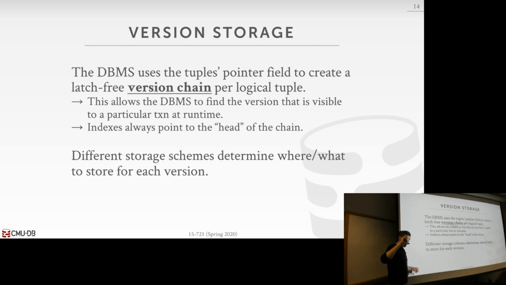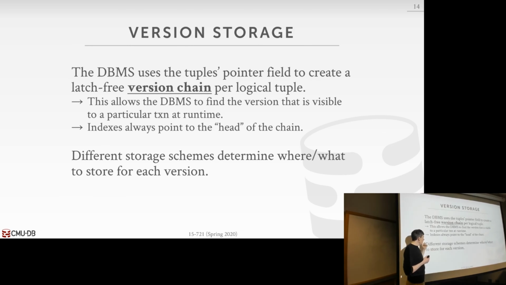So again, as he said, for every single logical object we'll have multiple physical versions. So there are different ways for us to store these versions. But at a high level, they're going to be organized as a latch-free, single-direction linked list. The head of the linked list is always what the indexes point to. If I'm doing a lookup on a tuple, I'm always going to land at the head. And then I can traverse along the version chain to find the right version that's visible to me. So again, the index always points to the head, but the head could either be the oldest or the newest, depending on what approach you're using.